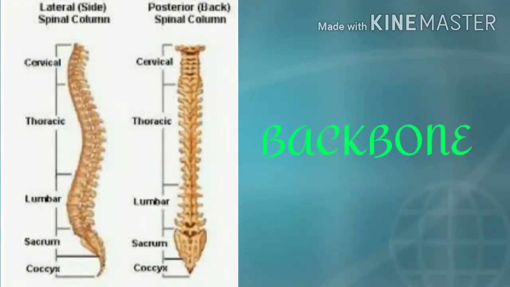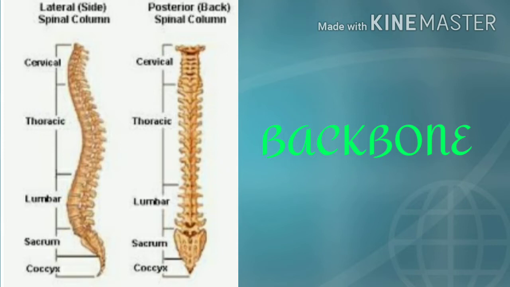Let's see the next topic. The next topic is backbone. Backbone is a long, hollow, rod-like structure running from the neck to the hips. The backbone is also called vertebral column or spine. It is made up of 33 small bones called vertebrae. Vertebrae provide flexibility and enable the backbone to bend forwards and backwards.